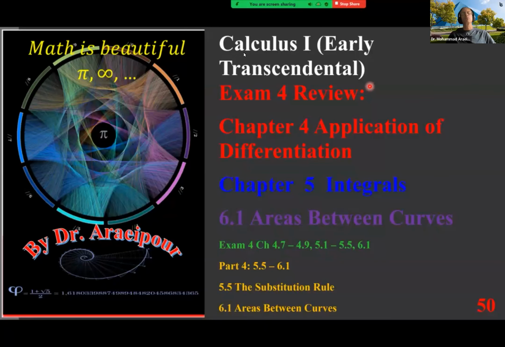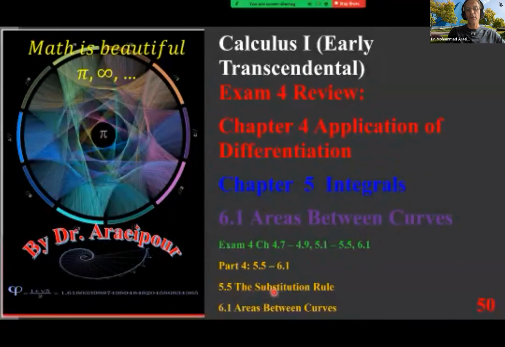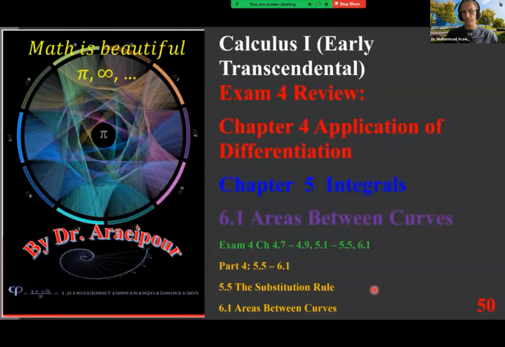Good morning, class. Here's a Calculus 1 Exam 4 review covering part of Chapter 4, all of Chapter 5, and 6.1, from 4.7 to 4.9, 5.1 to 5.5, 6.1. And here's 5.5, the substitution rule, 6.1, areas between curves.